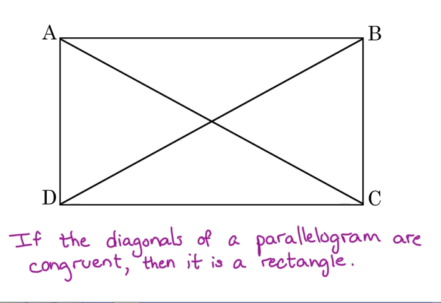So a rectangle is just a specific case of a parallelogram, just as a square is a special case of a rectangle. Did you know that technically a square is a rectangle? It's just more specific. It has all the properties of a rectangle, plus it adds the fact that all the sides are congruent. So all squares are rectangles, but not all rectangles are squares. Just like all rectangles are parallelograms, not all parallelograms are rectangles.